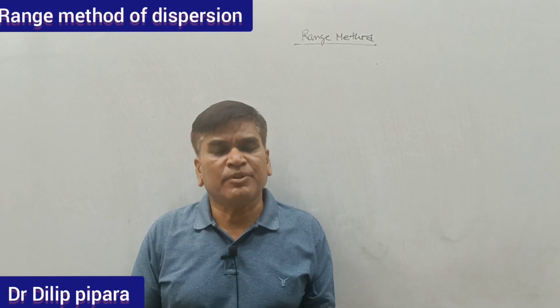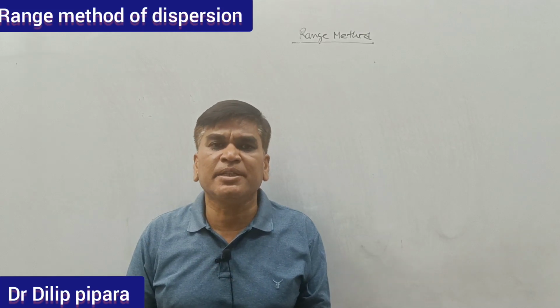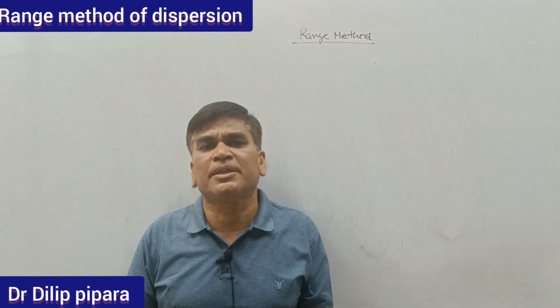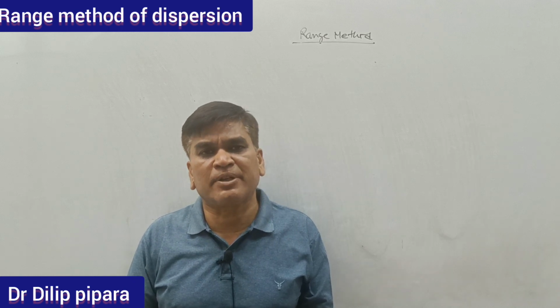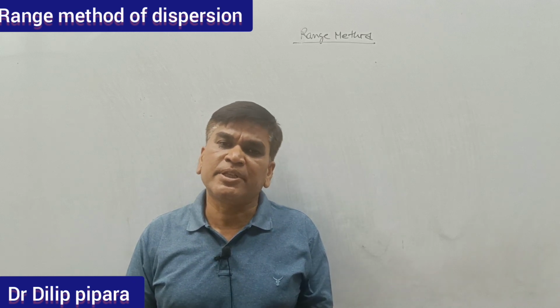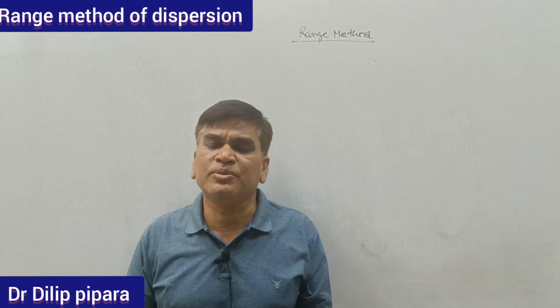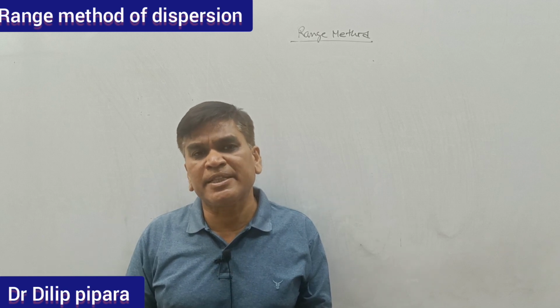In the previous video we discussed what dispersion is and how many methods of dispersion there are. We discussed that there are four methods of dispersion. The first one is the range method, the second is the quartile deviation method, the third is the mean deviation method, and the fourth one is the standard deviation method. So in today's video we will learn how to calculate the range.